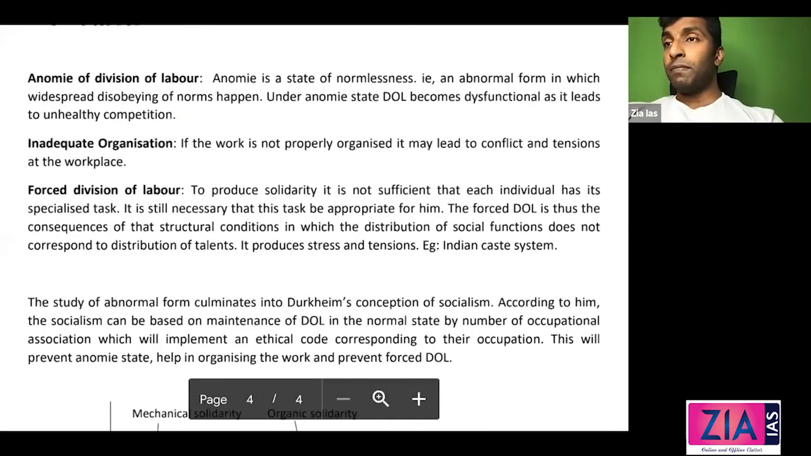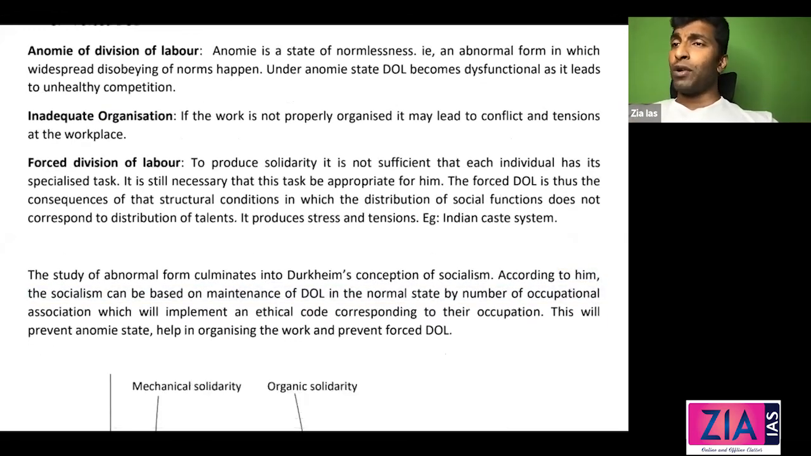Anomic division of labor. Anomie is a state of normlessness, that is, an abnormal form in which widespread disobeying of norms happens. Under the anomie state, division of labor becomes dysfunctional as it leads to unhealthy competition. Inadequate organization: if the work is not properly organized, it may lead to conflict and tension at the workplace.